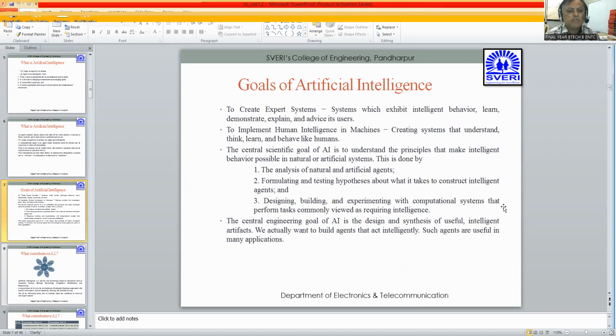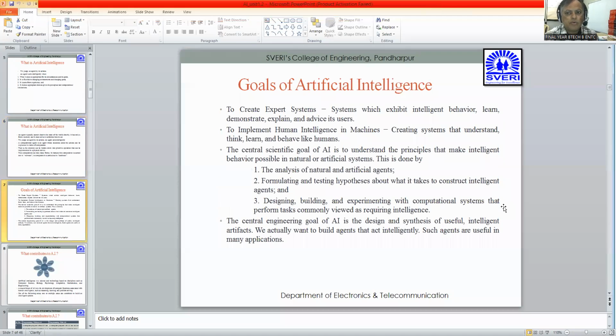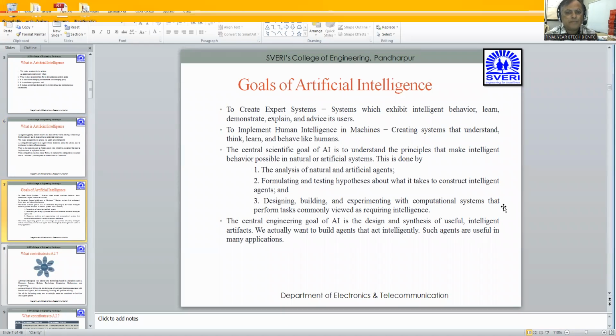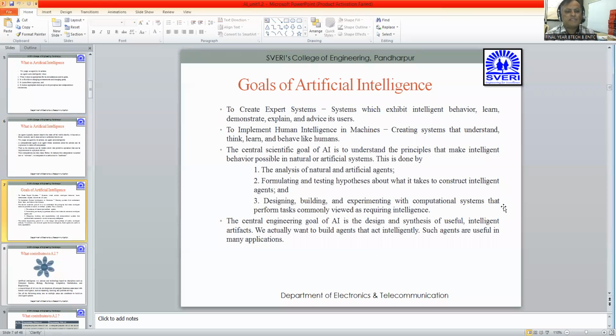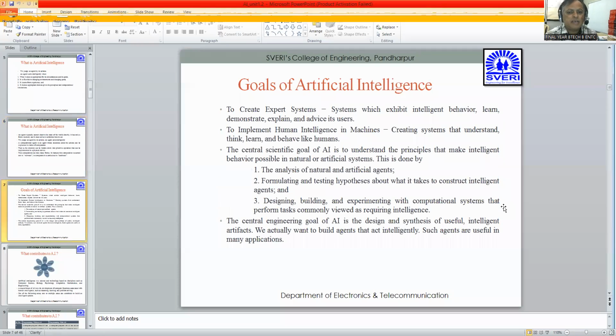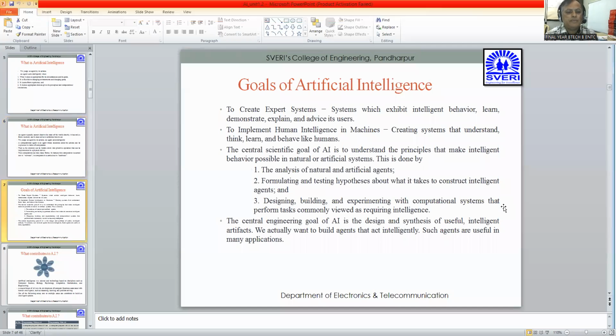Then we have seen the goals of artificial intelligence. Obviously, the first is to create an expert system. And what is an expert system? One which exhibits intelligent behavior, learns, demonstrates, explains, and advises its users. Another goal is to implement human intelligence in machines, like creating systems that can understand, think, learn, and behave like humans.